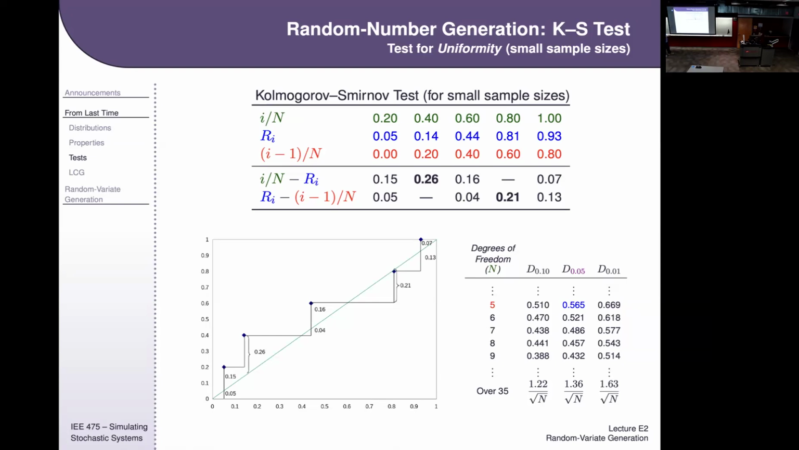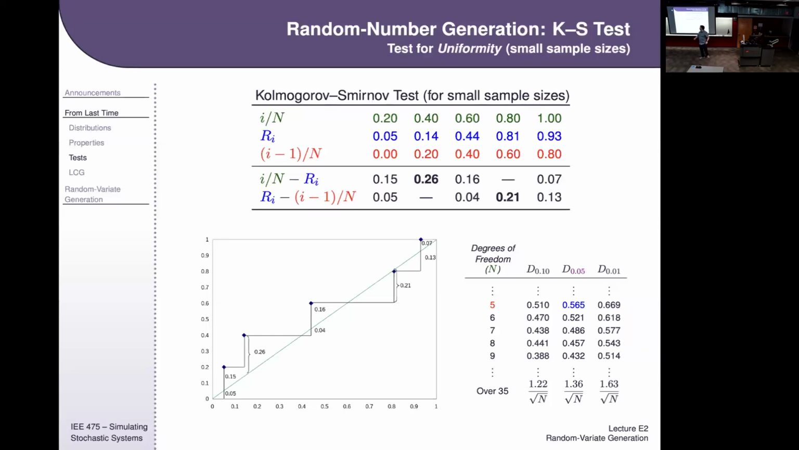So what we're going to do is look through all of these differences. This is the difference between the top and the middle. This is the difference between the middle and the bottom. And we're going to take the maximum of all of these differences. In this case, it's 0.26. And then there is a table.